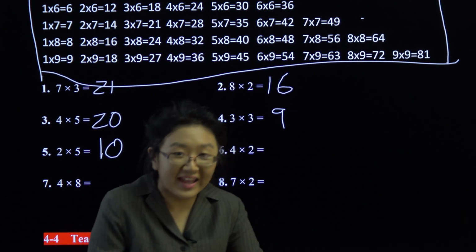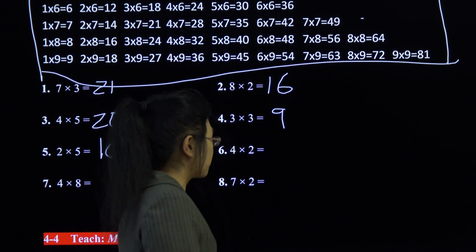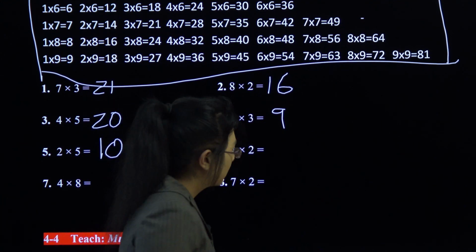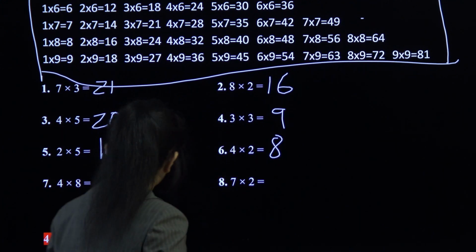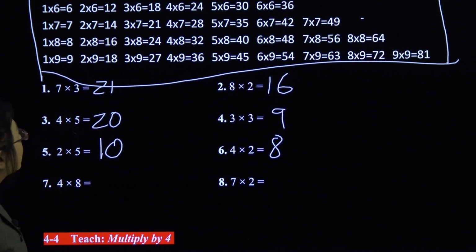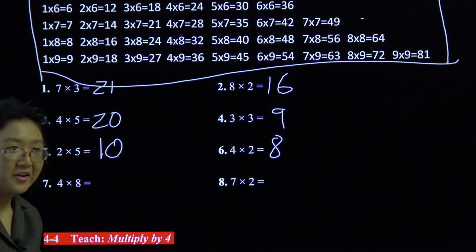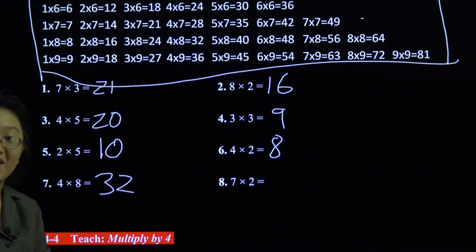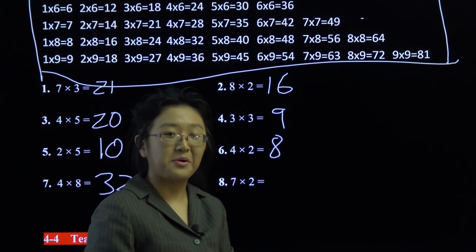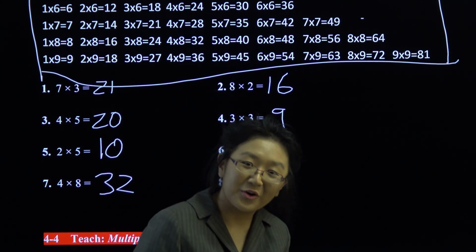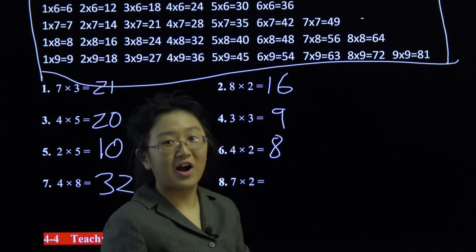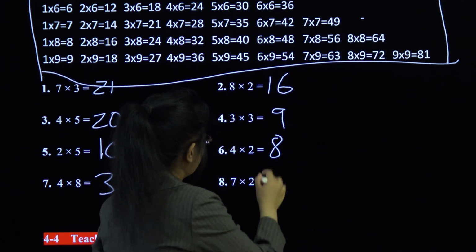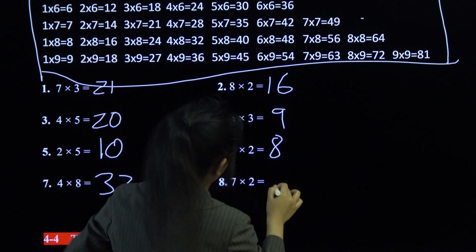4 times 2. Again, remember your multiplication tables. Or 4 and 8. Count. 4 times 8. It's right there. First of all. Second of all, remember your multiplication tables. I'm going to keep saying this until you remember, or until we finish talking about multiplication. 7 times 2 is there, 14.